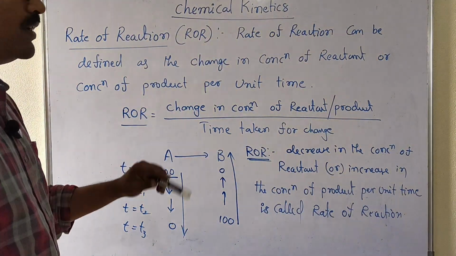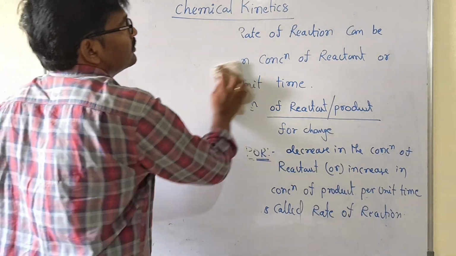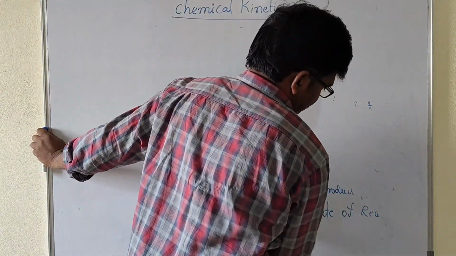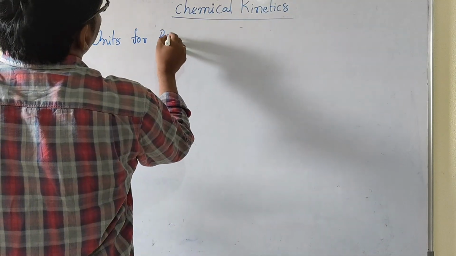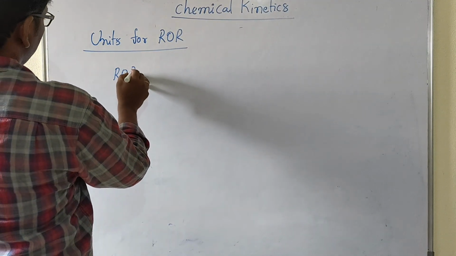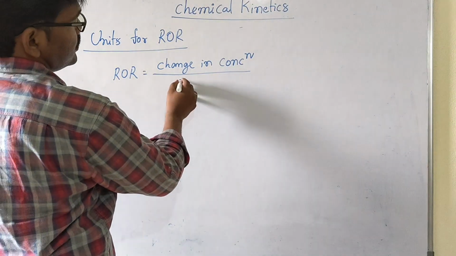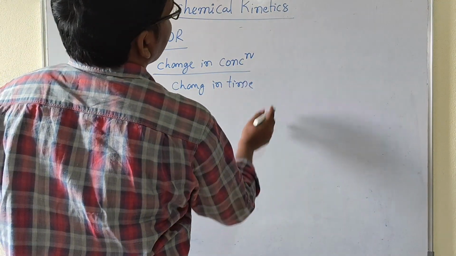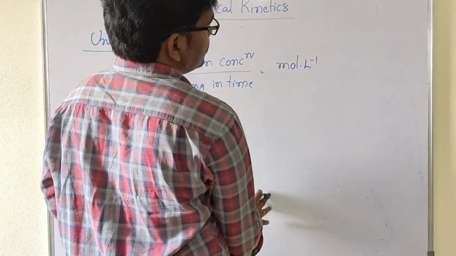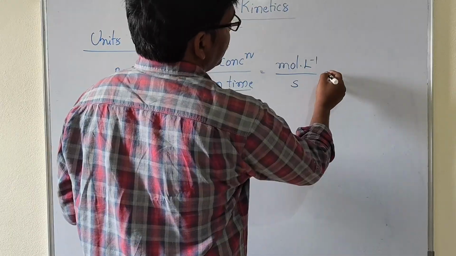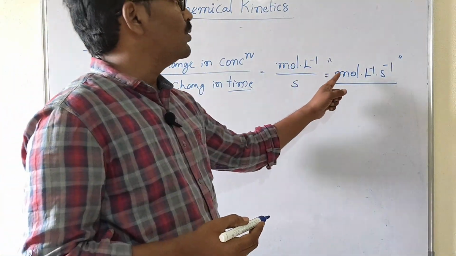So what are the units for rate of reaction? That we have to see. Generally, how did we define rate of reaction? Rate of reaction equals change in concentration by change in time. Concentration units: if you take molarity, it is mole liter inverse. Change in time units are seconds. Finally, mole liter inverse, second inverse. These are the units for rate of reaction.